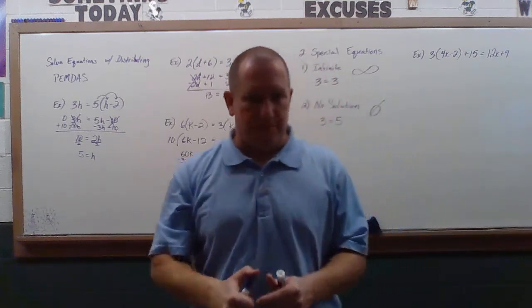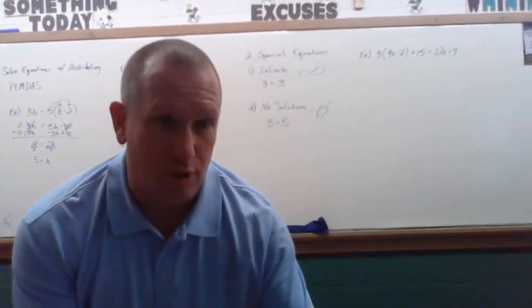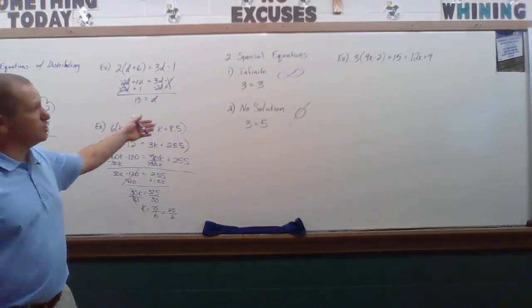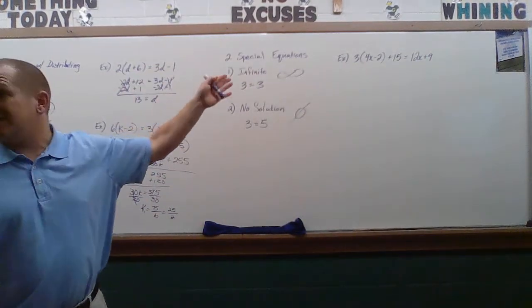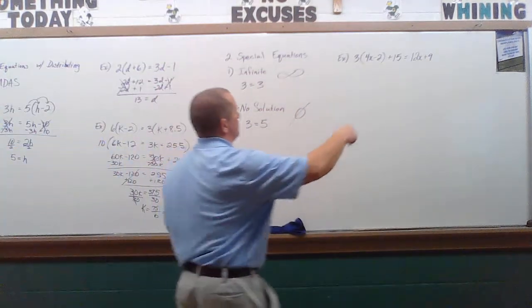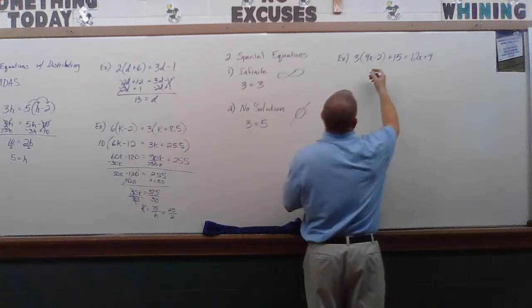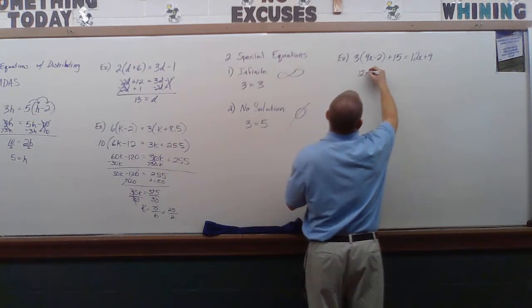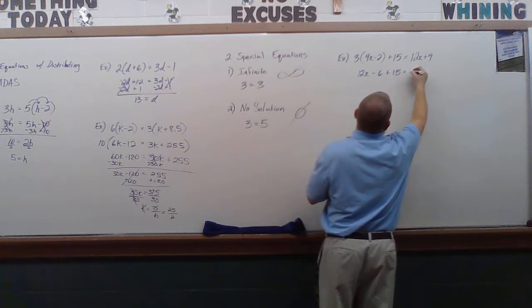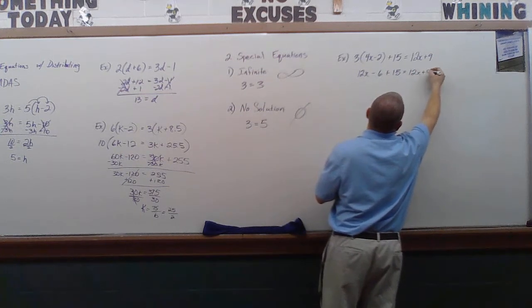So we just have a problem again. We go about doing the problem just like we've been doing it. Okay, so I look at my problem, I see parentheses, I automatically know I have to get rid of my parentheses. So distribute right here, and we get what? 12x minus 6 plus 15 is equal to 12x plus 9.